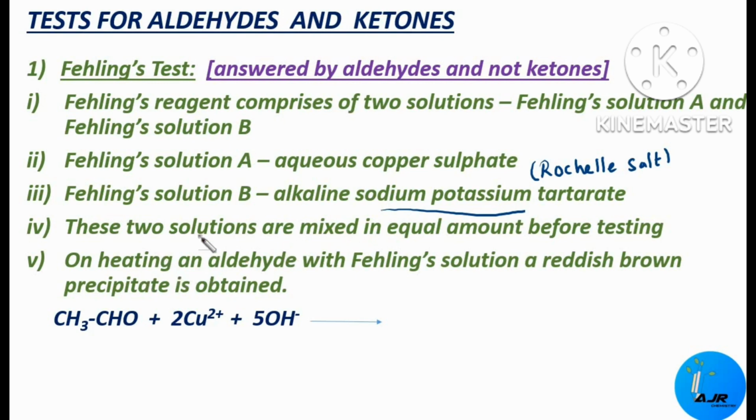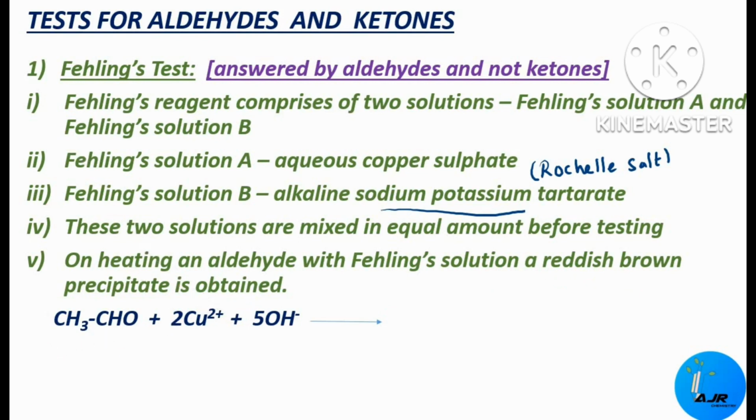After adding the aldehyde to these two solutions, we heat it. On heating an aldehyde with Fehling solution, a reddish brown precipitate is obtained. Let us see what's going on here.